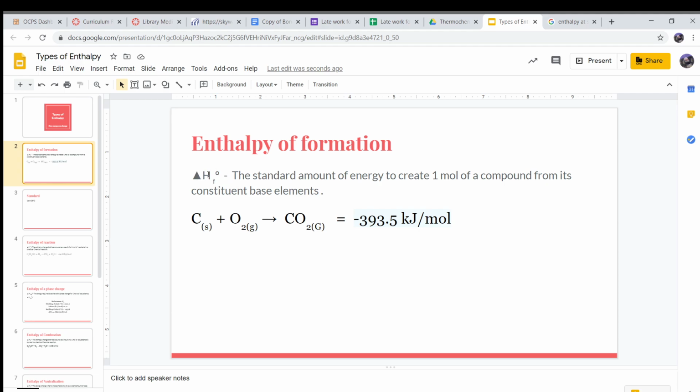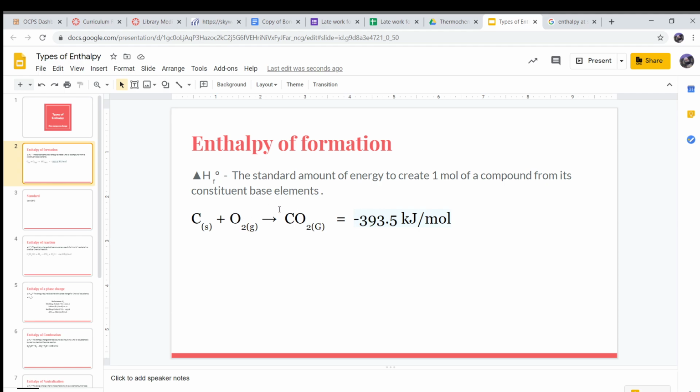So this first one, enthalpy of formation, is a change in enthalpy, so delta H. This F means that it's for formation, and this circle will usually have a line through it, which means that it's happening at standard laboratory conditions. Standard enthalpy of formation is basically the amount of energy to create 1 mole of a compound from its base elements. So this is saying it takes this much energy to convert carbon and oxygen together to make carbon dioxide.